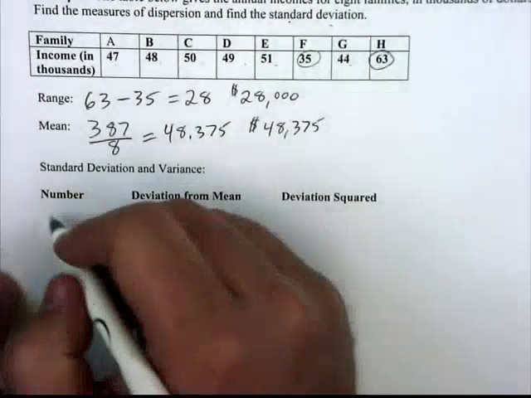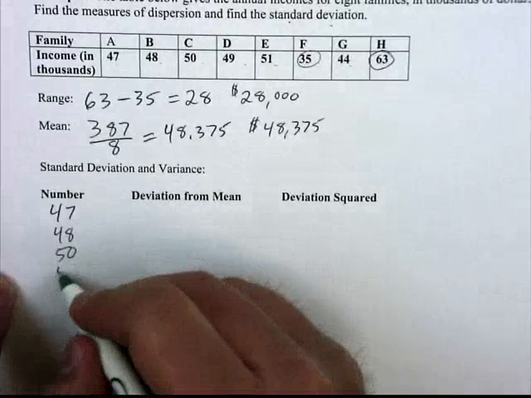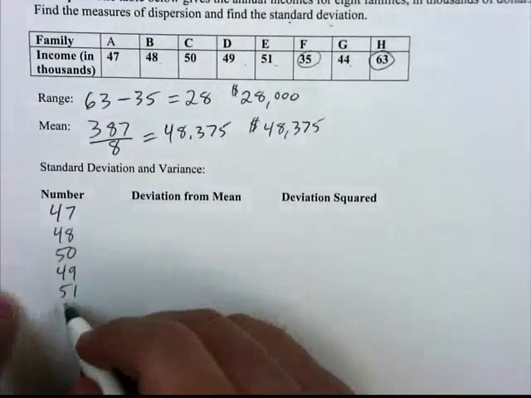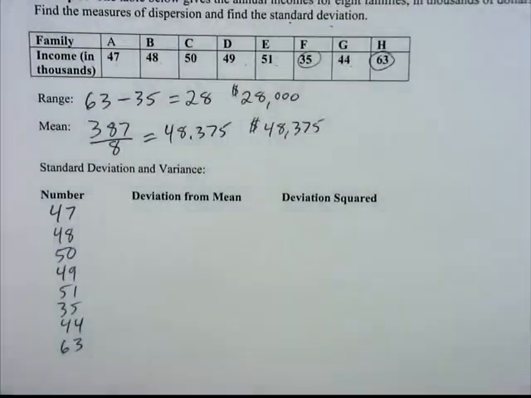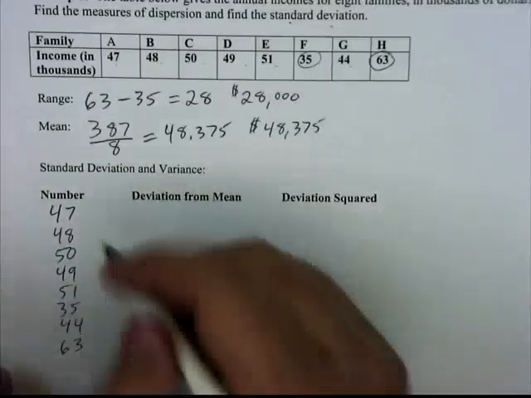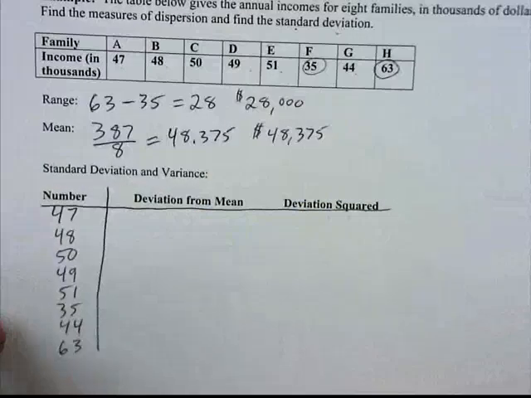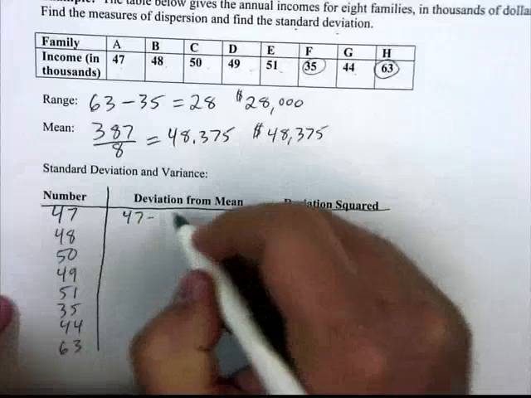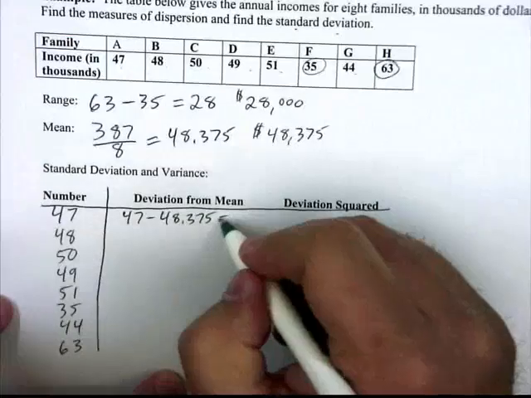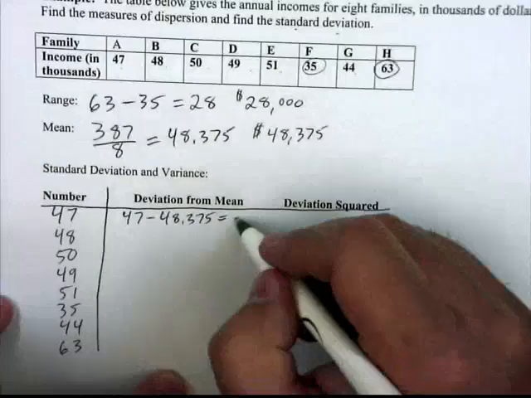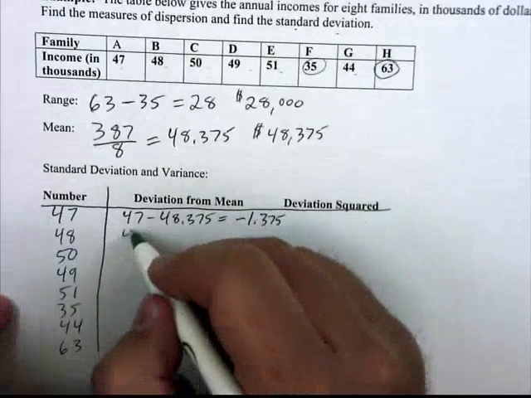Now, in order to find the standard deviation, I'm going to start with the different numbers that I have. So I have 47, 48, 50, 49, 51, 35, 44, and 63. Then I want to find the deviation from the mean for each of those numbers. So that would be 47 minus my mean, which is 48.375, which is negative 1.375. And then I would do that for each of these.